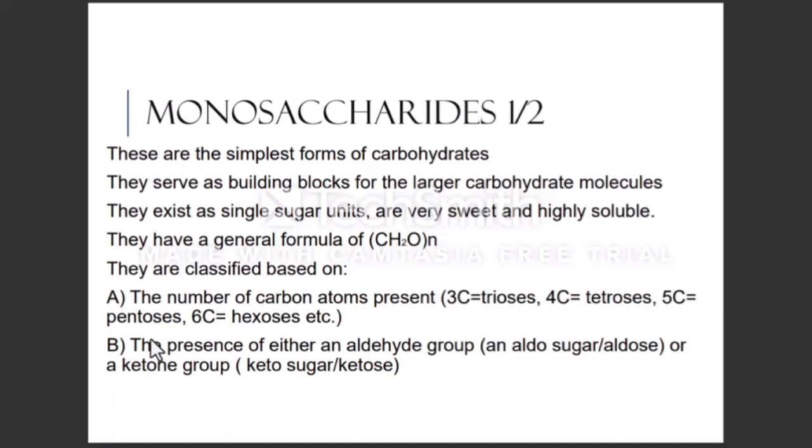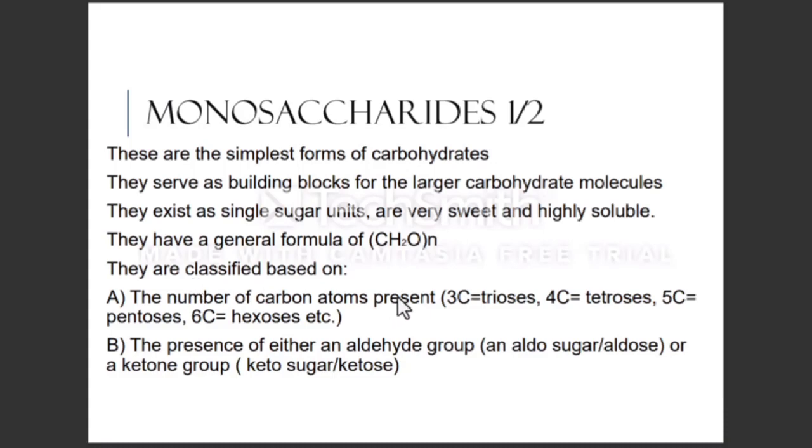So we use monosaccharides just as monomers, as monomer units, as we were looking at the monomers previously. So we use monosaccharides, we merge them together, we bond them together to produce longer chains of polysaccharides. So they are the building blocks of larger carbohydrate molecules. Also, they exist as single sugar units. They are very sweet and they are highly soluble due to their little size.